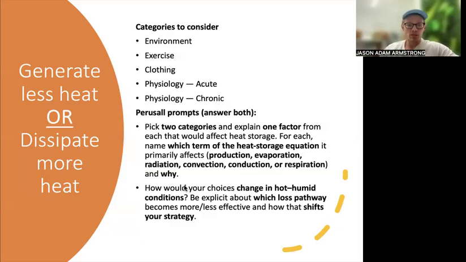Oh, I actually gave you a perfect prompt. Look at that. So pick 2 categories, explain one factor from each that would affect heat storage. And for each, name which term of the heat storage equation it primarily affects. So that's heat production, evaporation, radiation, convection, conduction, or respiration, and why.